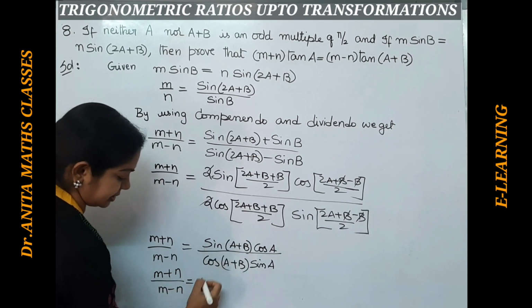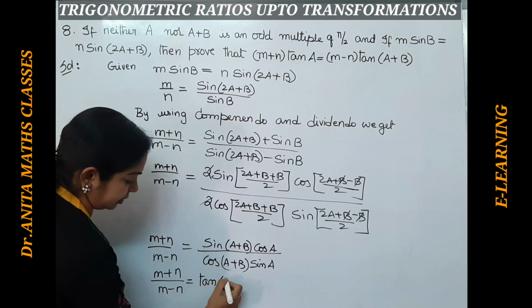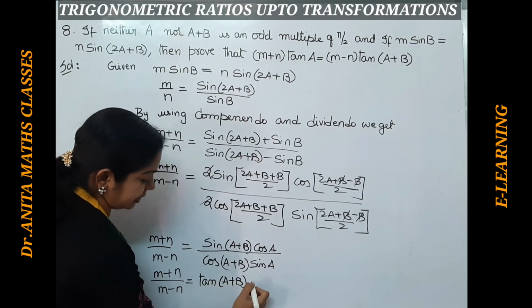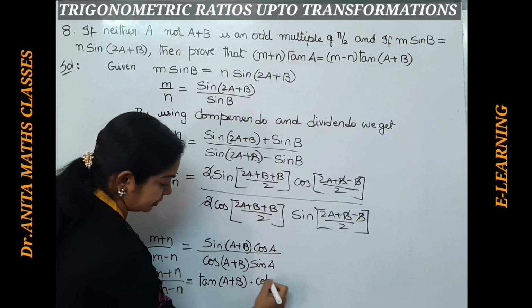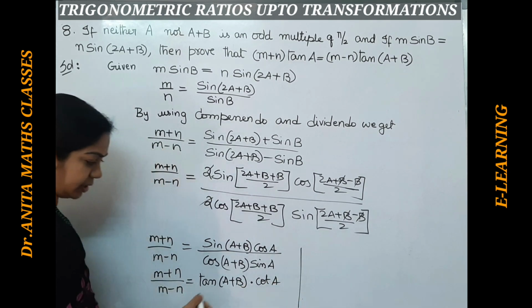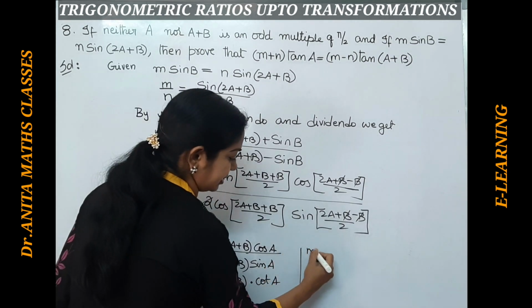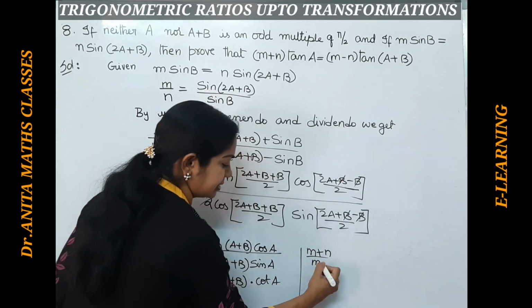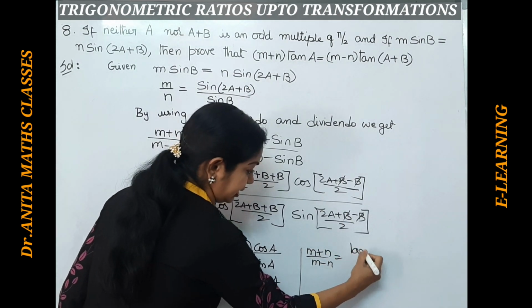You can write this as tan(A plus B) multiplied by cot A. This cot A, if you bring to this side, it becomes (m plus n) by (m minus n) times tan A equals tan(A plus B).